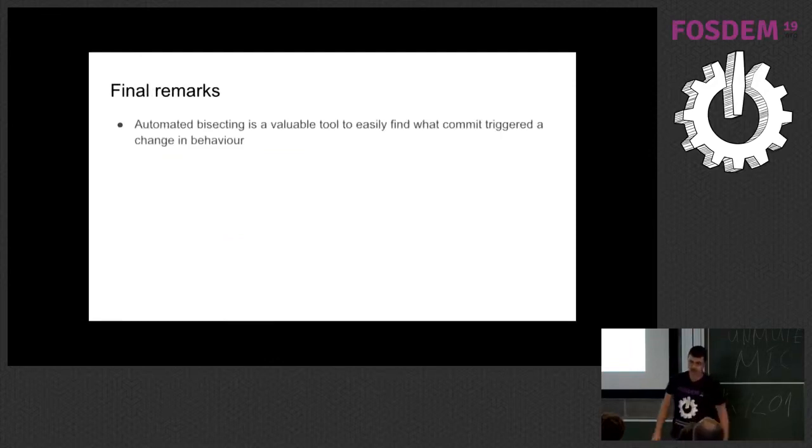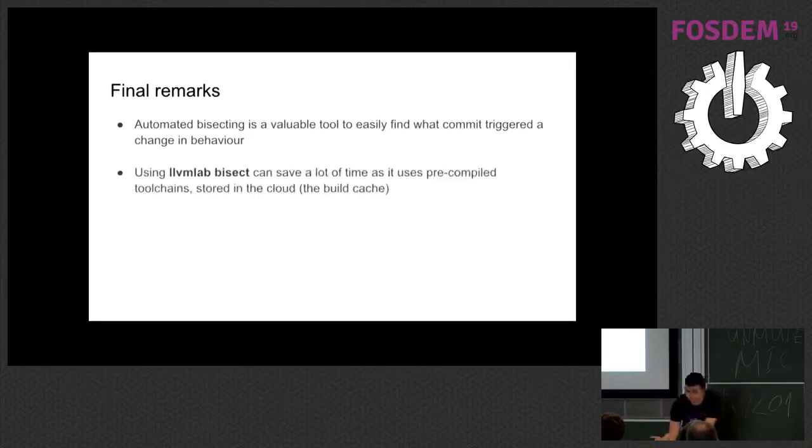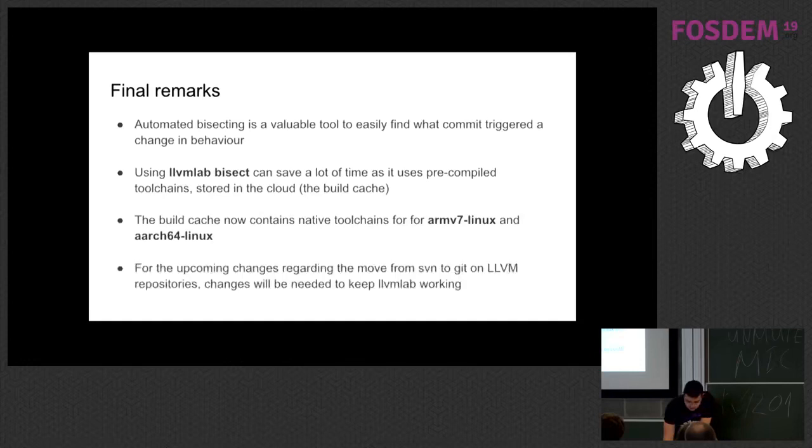So as final remarks, automated bisecting is a valuable tool to have in your toolbox to troubleshoot things on the toolchain. We can save time by using llvmlab bisect, as we just saw. And we recently added ARMv7 and AArch64.